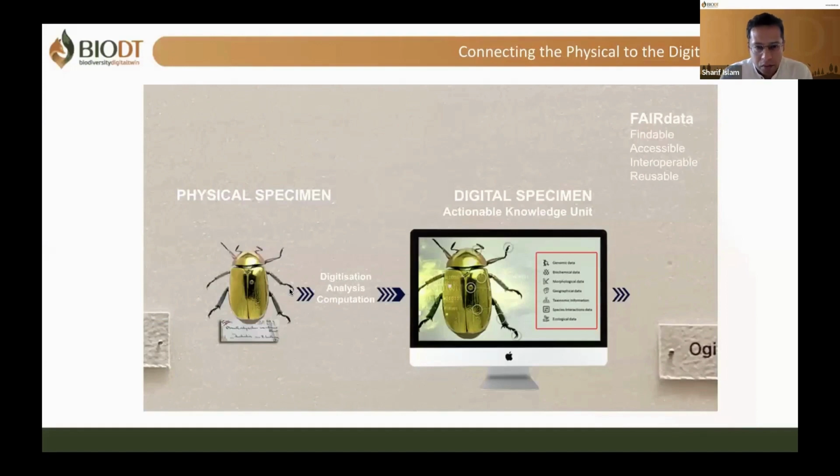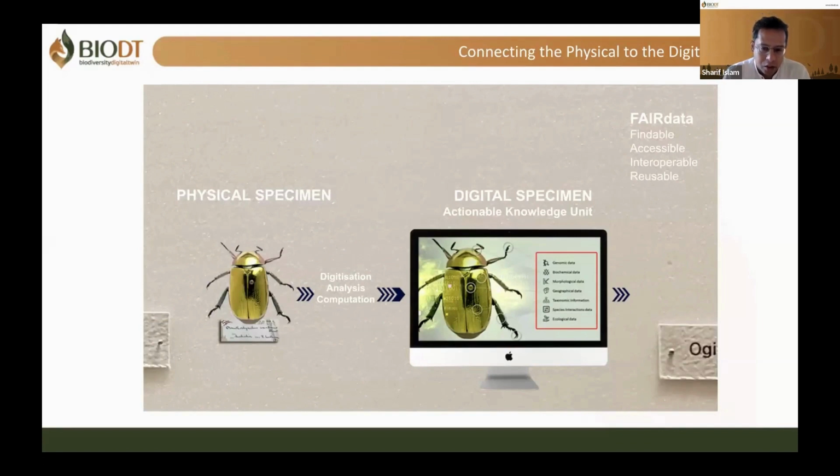So here's the big concept that we're working with, and this is also in a way similar to the digital twin type idea. As I mentioned, all these physical objects we have in our collections around Europe, the estimate is 1.5 billion physical specimens. And of course, digitization is happening, but we want to take that digitization, analysis, and computation to the next phase with the FAIR digital specimen.